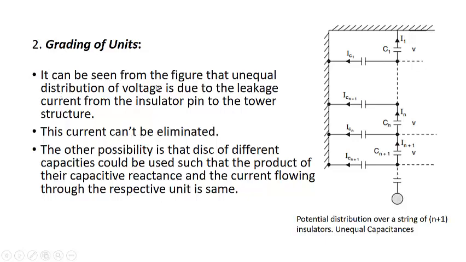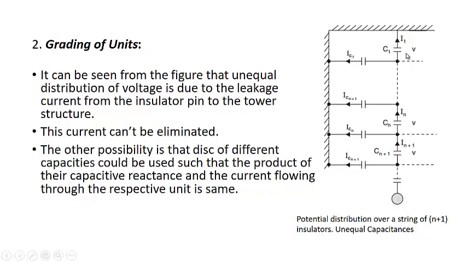So we know that this unequal voltage distribution is due to the leakage current from the insulator pin to the tower structure, that is these currents. These currents cannot be eliminated. What is the other possibility? As I have just told you, we can use different capacity discs such that the product of their capacitive reactances, that is I and XC1, and the current flowing through the respective units is the same. So that product should be the same.